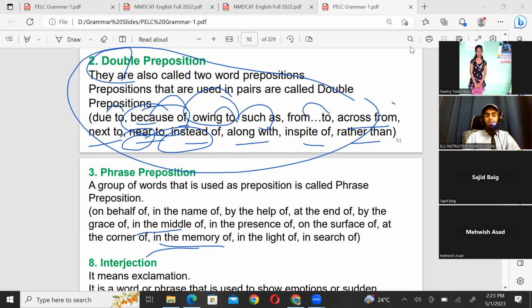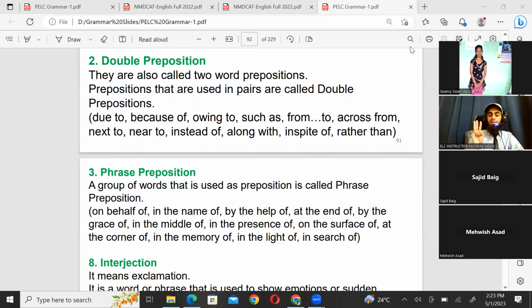In the middle of, in the presence of, on behalf of, in the name of, by the help of, at the end of, right? Now these words which are combined together are called preposition phrases. These are the structure: we have simple preposition, one word; double preposition, two words; and if three words are combined together, or more than two words, they are going to make a phrase preposition. They would come in the nature of a phrase preposition, right?